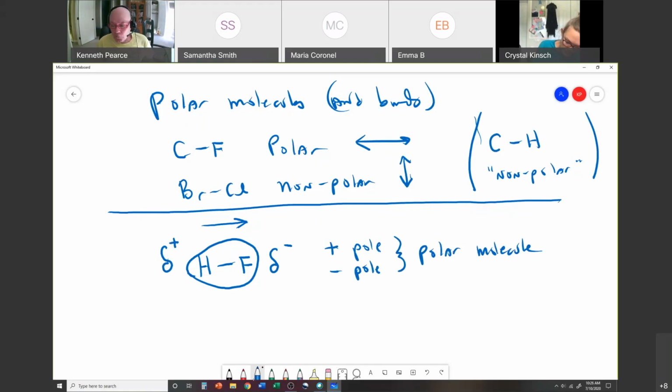Now, this is just two atoms, so not only is it a polar molecule, but it has a polar bond. All right, it is a polar molecule and it has a polar bond. So it has a plus pole and a minus pole.